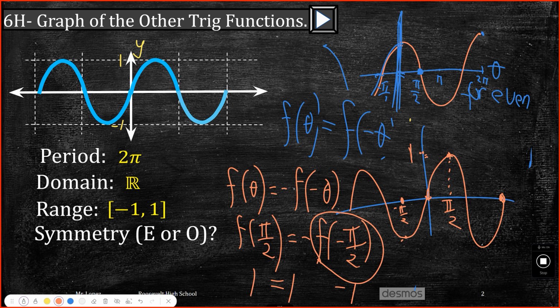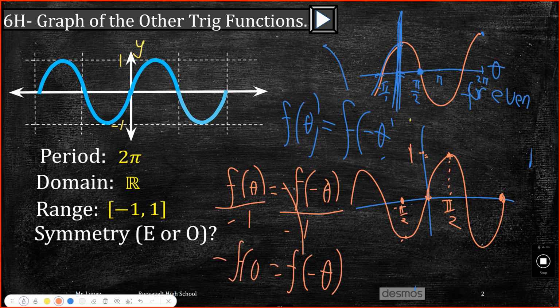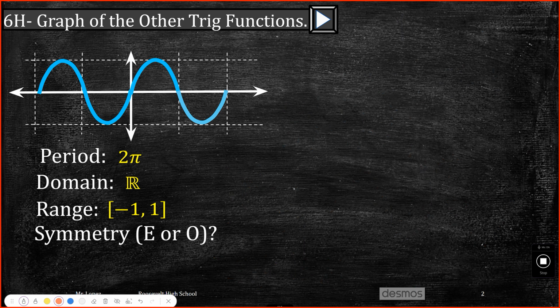But the way the book has it is this way. They like to keep a negative on the other side. So if I divide this by negative 1, then that gets rid of this. So f of negative theta is equal to negative f of theta. So either one works. Okay, so for odd, we can remember this. These statements are true. Let me erase everything.